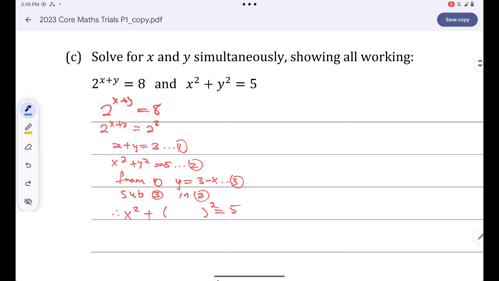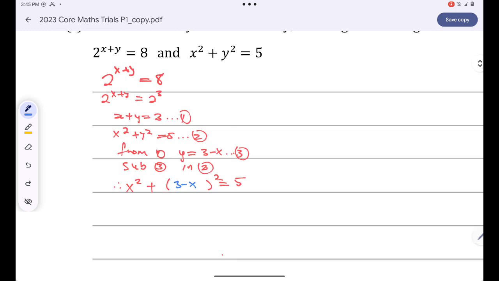But remember that, guys, y is equal to 3 minus x. Then all you have to do, guys, just remove the brackets. You'll end up having x squared plus 9 minus 6x plus x squared is equal to 5. And then you'll end up having 2x squared minus 6x, 9 minus 5 will simply give us a positive 4. We can divide each and every term by 2. We'll be left with x squared minus 3x plus 2 is equal to 0.